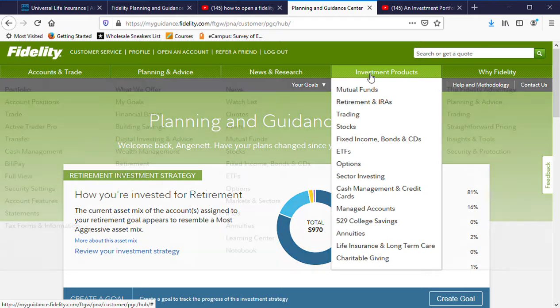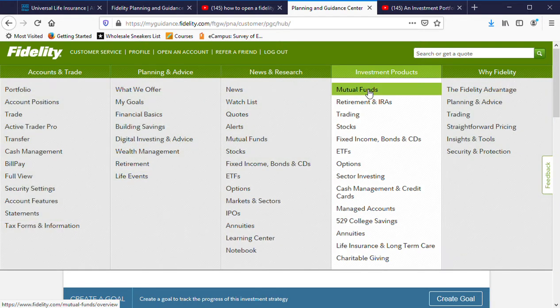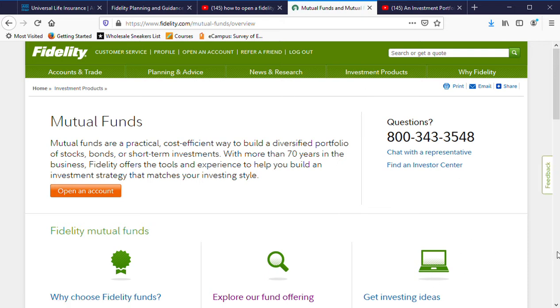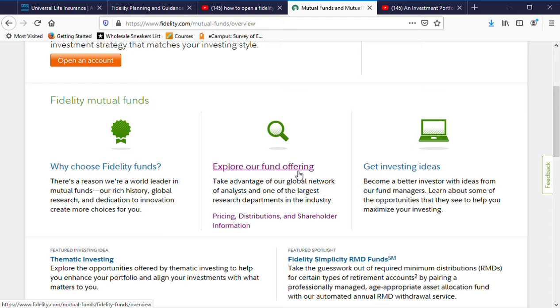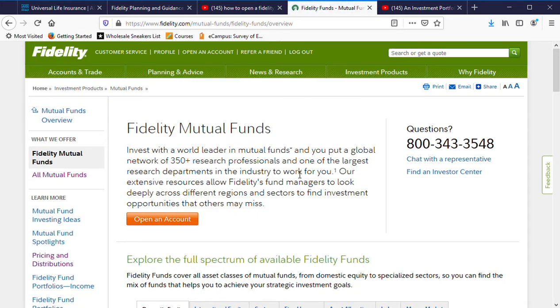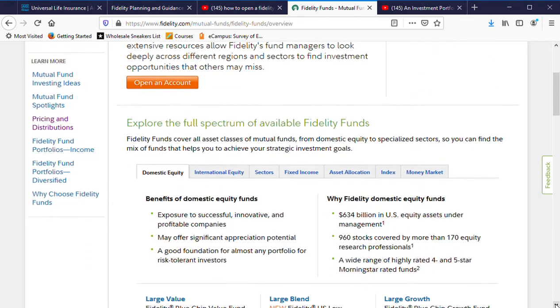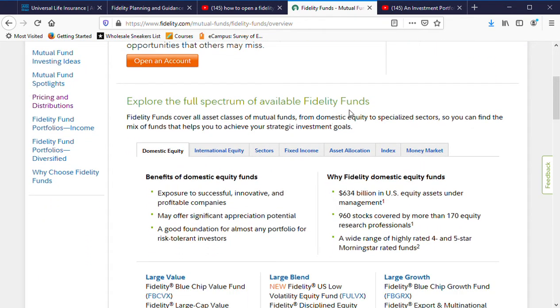Most of mine are mutual funds, and so I wanted to show you something that you can click on. If you click here, and then you're going to go to explore our offerings. This is just going to give you a list of mutual funds that they have, and I wanted to show you this because it's important that you learn this. So you're going to go down to explore the full spectrum of available Fidelity funds.